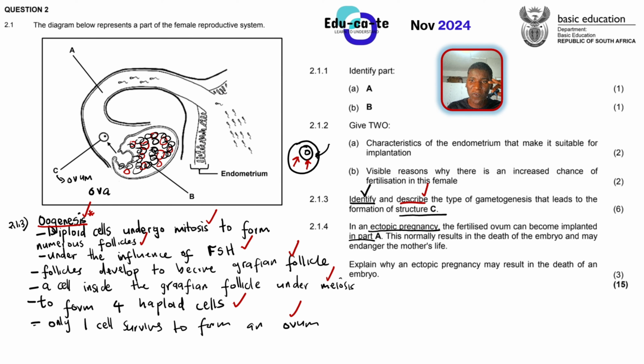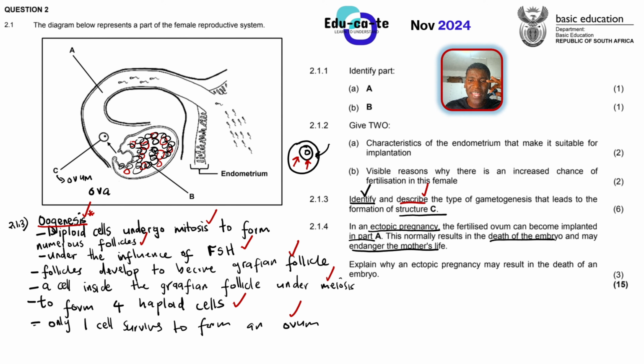So a fertilized ovum can become implanted in part A in that condition known as ectopic pregnancy. Now, this normally results in the death of the embryo. The embryo will actually die. This zygote won't develop to become a fetus successfully. So this embryo will just die. And this can also endanger the mother's life. The mother can even end up getting conditions from that, or end up dying herself.